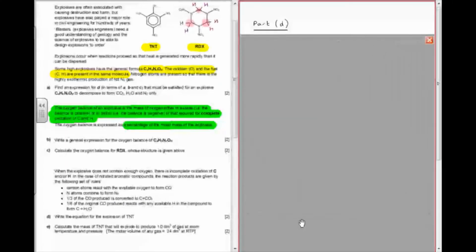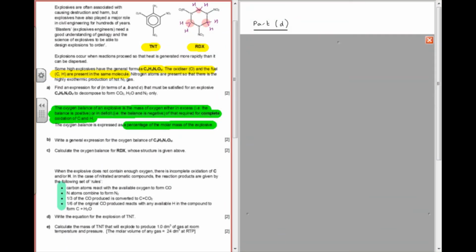The final part of the question describes what happens if an explosive does not contain enough oxygen. If this is the case, there is incomplete oxidation of the carbon and/or hydrogen. For nitrated aromatic compounds, the products can be determined by following a set of rules which are given by a series of bullet points. Part D of the question asks us to apply these rules to determine the products from the explosion of TNT, the structure of which is shown at the start of the question, and hence to use this to write an equation for its explosion.